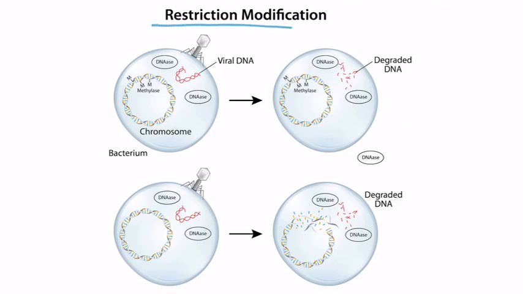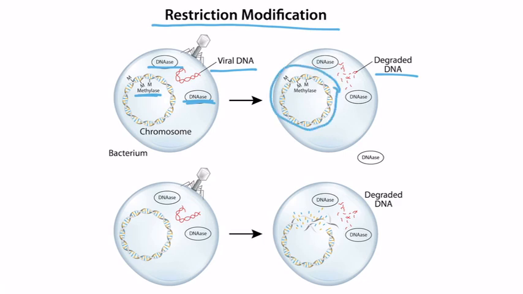This diagram depicts the restriction modification system. The top row shows it working correctly, and the bottom row shows it failing. Let's focus on the top first. You can see that this virus has injected its DNA. The receiving bacteria has its restriction endonuclease, or DNAases, right here. To protect itself from its own enzyme, it methylates its chromosome at certain sites. You can see that methylase at work here. The end result is degraded viral DNA, which you can see here, but an intact bacterial chromosome.